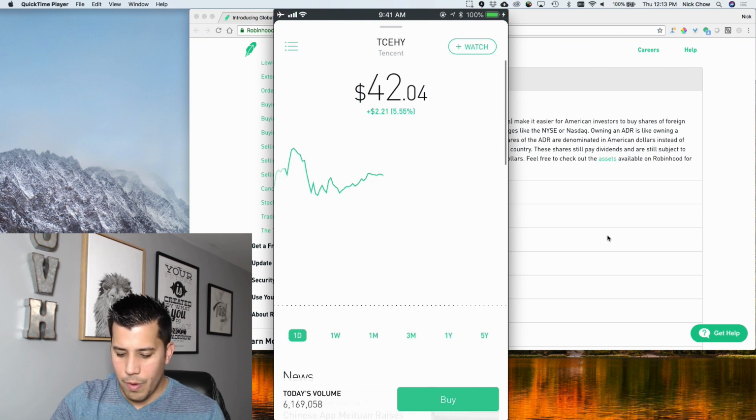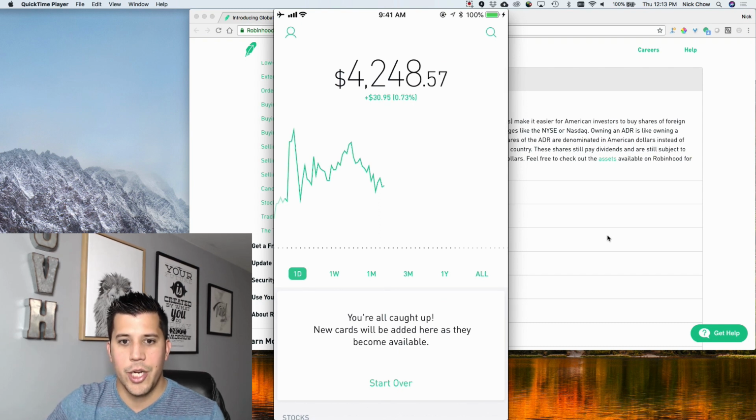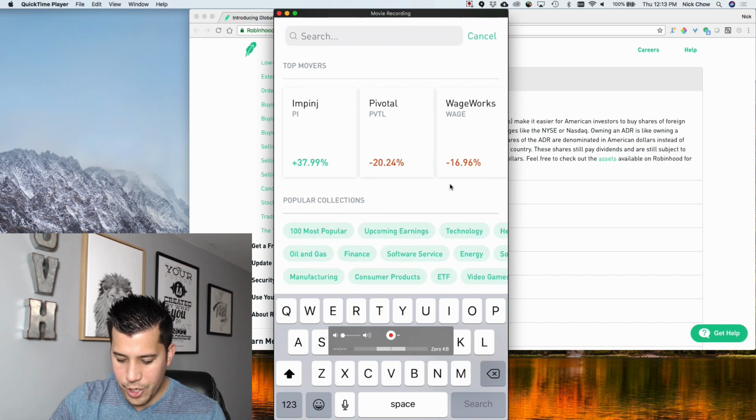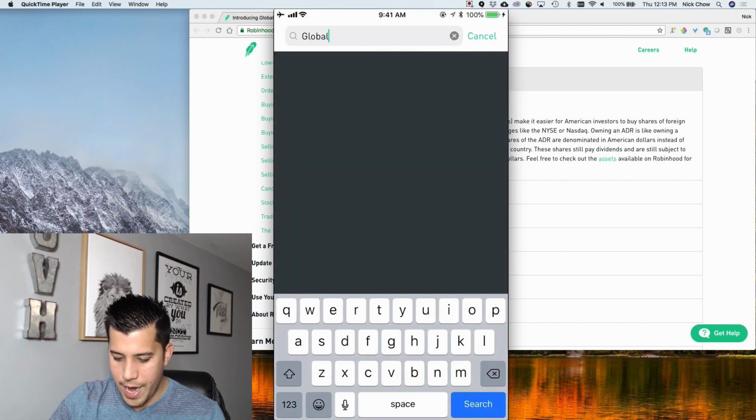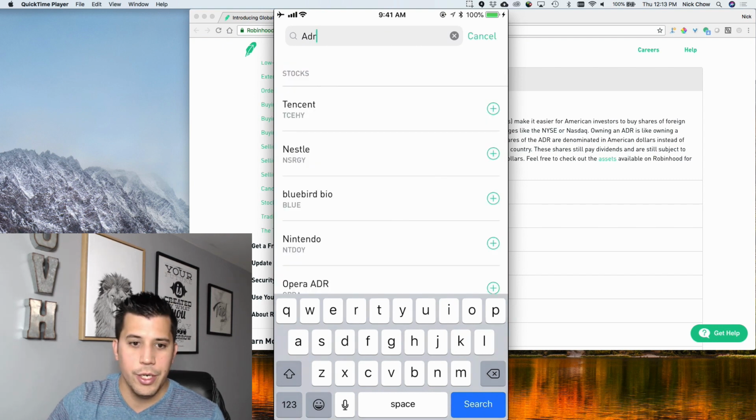But there wasn't a good way. They used to have, on the home screen here, something that said, "Hey, check out the global stocks," and there was a whole list of global stocks. But there's not that anymore. I tried to type in global and see if they were tagged or anything like that, and there really wasn't. I did type in ADR and it did pull up a bunch, just so you know.